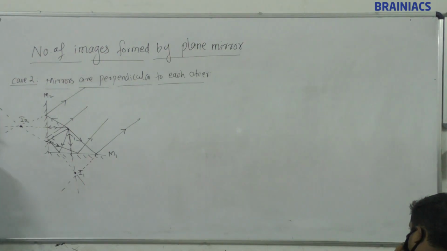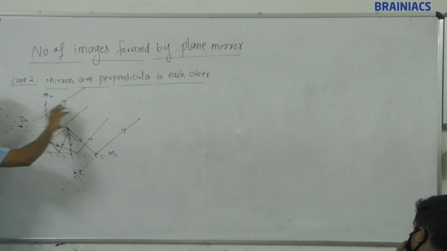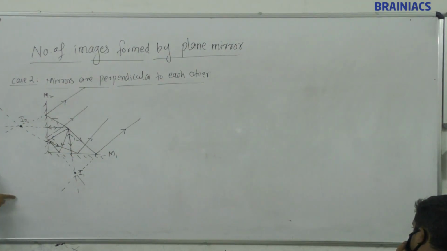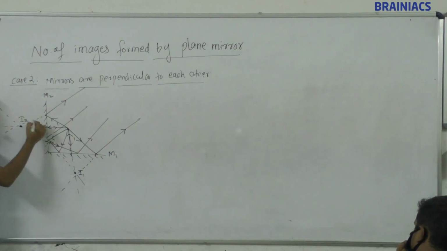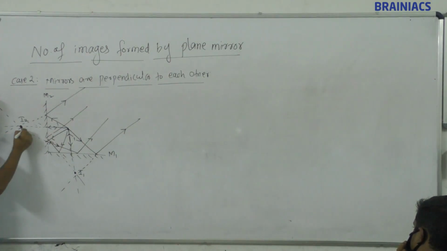So, I1 and I2. Next, what will happen? I2 will act as an object for which one? I2 is placed perpendicular to M1, so I2 will create an image. How much distance is I2 away from here? 1 centimeter from here. This is the height I am talking about. So this height is how much? 1 centimeter.